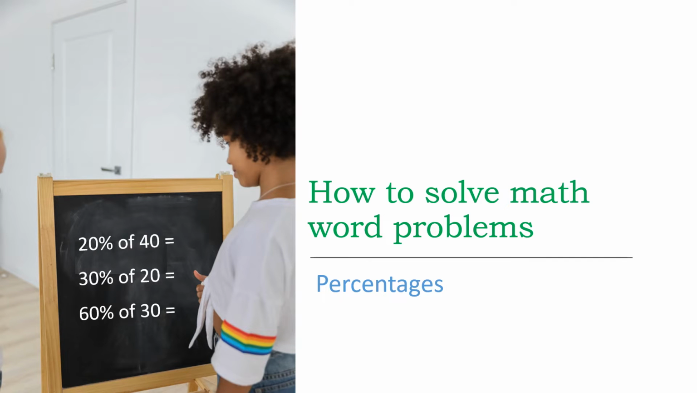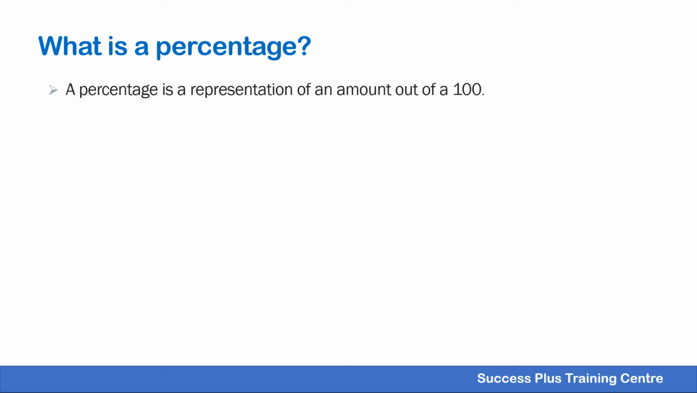Hi, in this video I'm going to show you how to solve math word problems that are related to percentages. Let's start with what is a percentage. A percentage is a representation of an amount, usually out of 100. Any percentage value is associated with the percentage symbol, which is shown in blue on this slide.